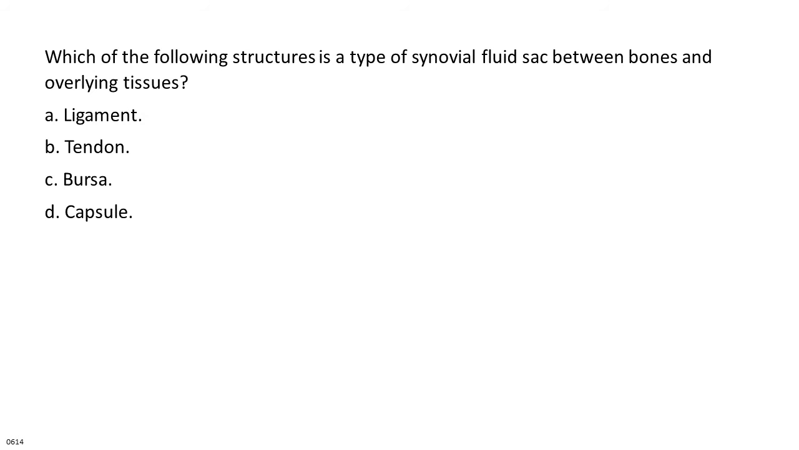Which of the following structures is a type of synovial fluid sac between bones and overlying tissues? A. Ligament. B. Tendon. C. Bursa. D. Capsule.